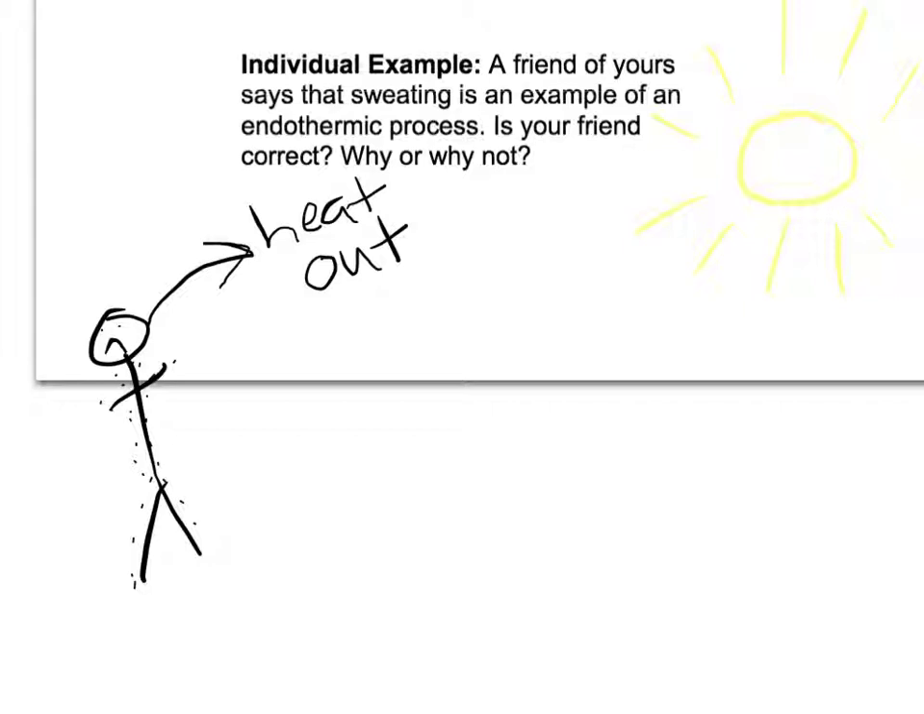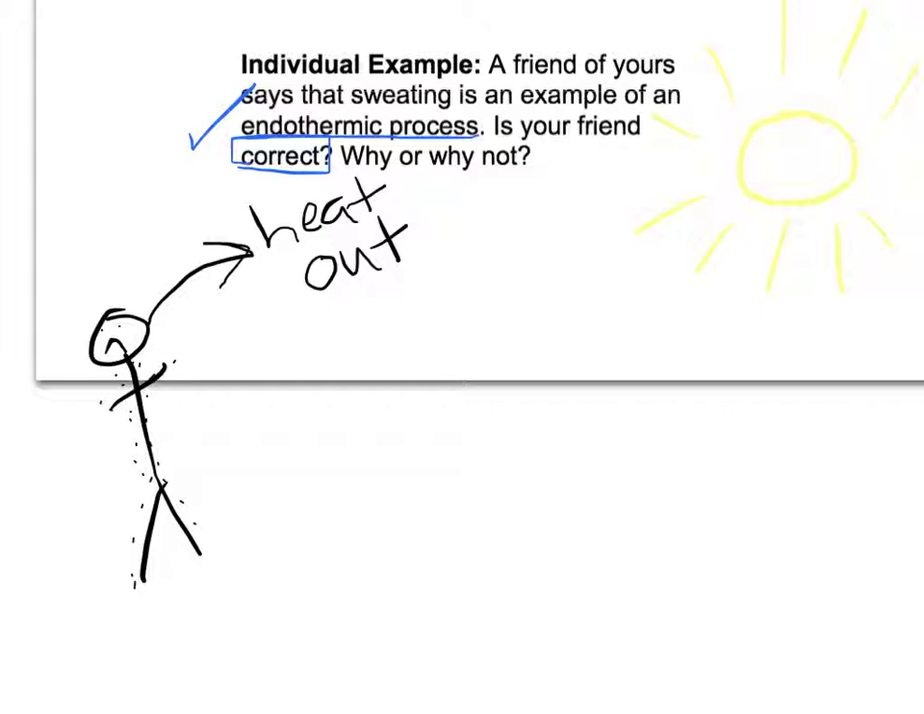Your friend, in saying that this is an endothermic process, is correct. So they did get this right. So let me explain why. What's happening is these little balls of sweat on your skin are trying to evaporate. How are they going to evaporate? By heating up. Where are they going to get this energy to heat up? From your body. So what's happening is your body is heating up this sweat, and the sweat is evaporating.